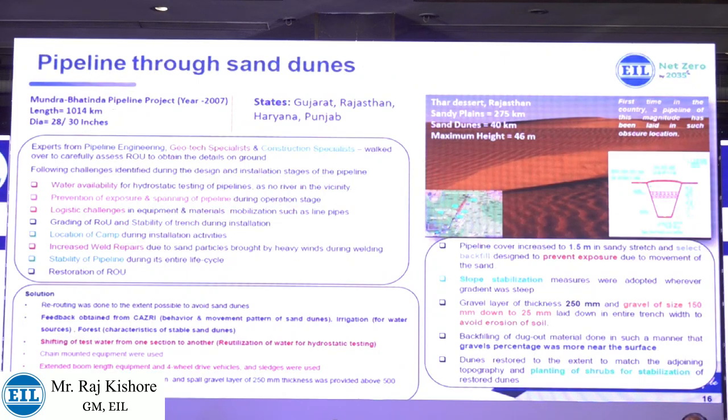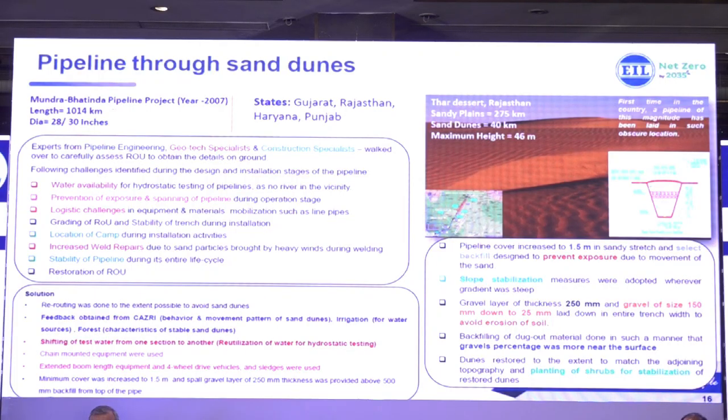Pipeline through sand dunes: when we were designing the Mundra Bhatinda pipeline, it crossed through the sand dunes of the Thar desert. Almost 275 kilometers of the pipeline was passing through sand dunes. So during design itself, we rerouted the pipeline, because as much as possible the pipeline should not go through sand dunes, and then we looked at how transportation would be done.